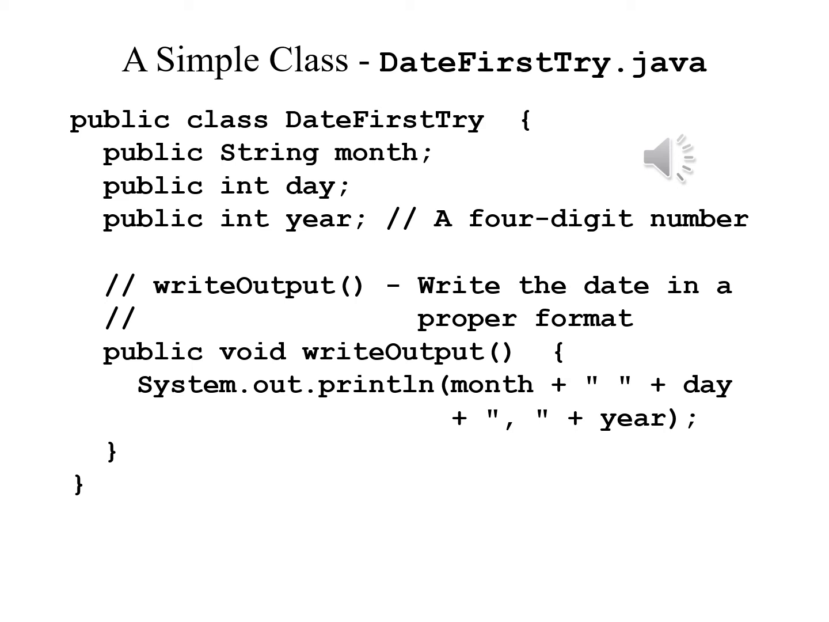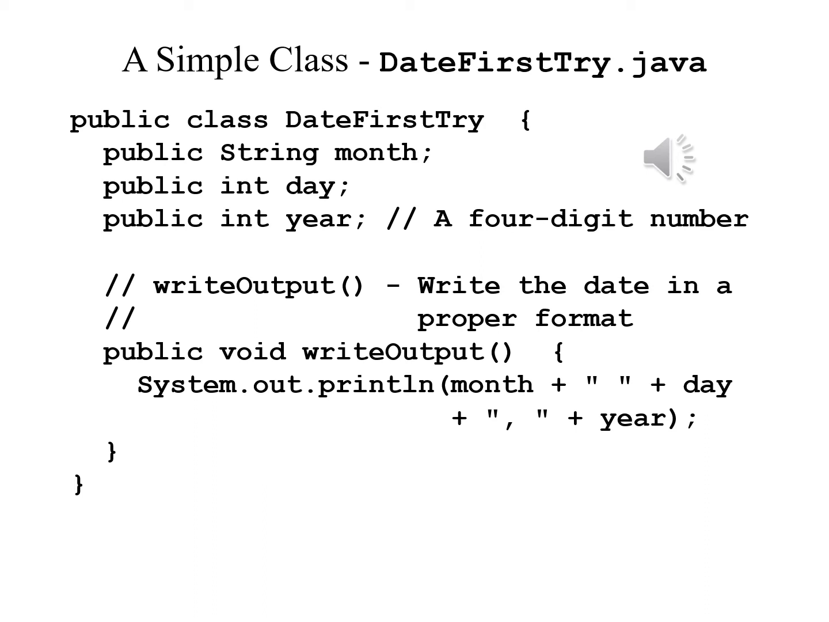We begin: public class DateFirstTry, open brace. Now we'll write public String month, public int day, public int year. After the semicolon, we'll have a comment that the year is a 4-digit number, so we're not just abbreviating the last 2 digits of it. These are the 3 properties in question. We'll write the method beginning with a comment: writeOutput, write the date in a proper format.